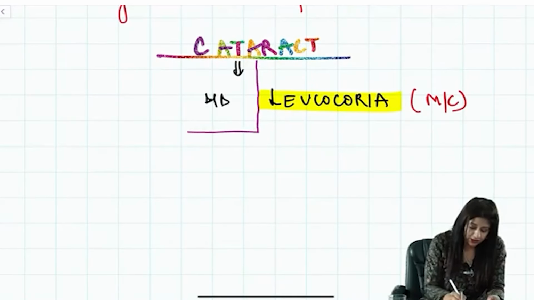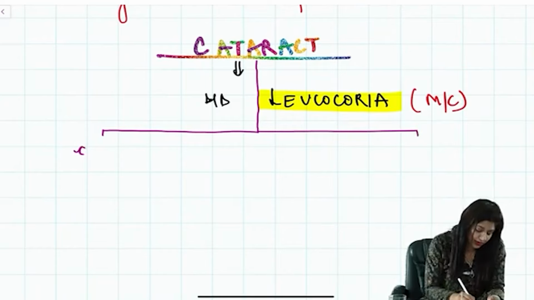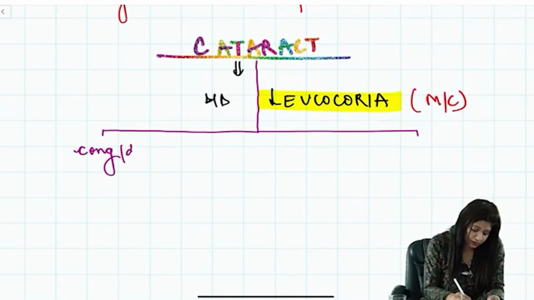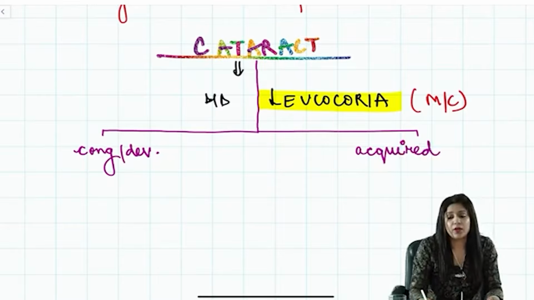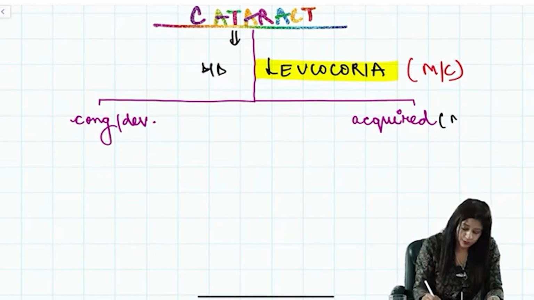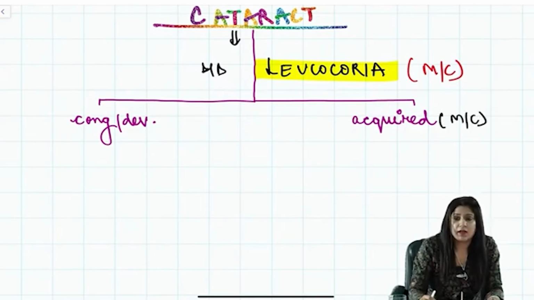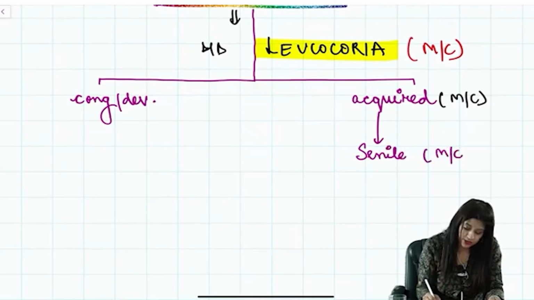One, I can classify according to the age. We have congenital and developmental, and one is the acquired. अब इन दोनों में से which one will be more common? Acquired is the more common. And most common acquired, अभी हमने पूछा, it is the age related and senile. Most common is this senile and age related.